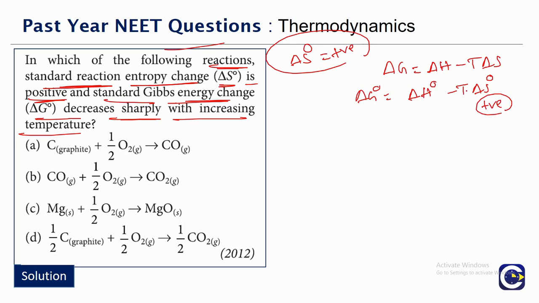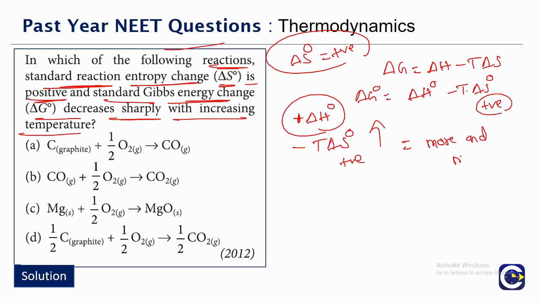As temperature is increasing, now look at the second term. In this equation there are two terms. What is the first term? Del H. Okay? Del G is equal to del H minus T delta S. So del S positive means if we increase the temperature, the second term will become more and more negative. What will the second term become? The second term is going to become more and more negative. Why more and more negative?